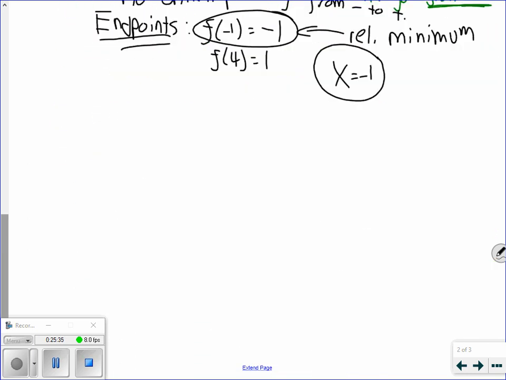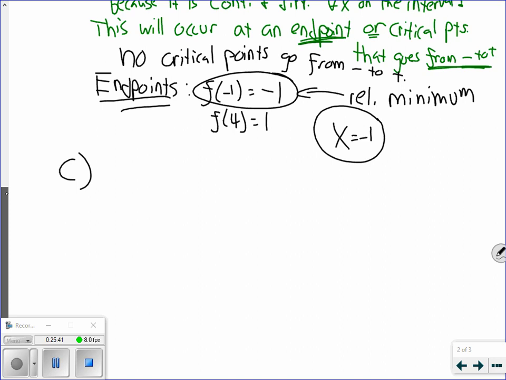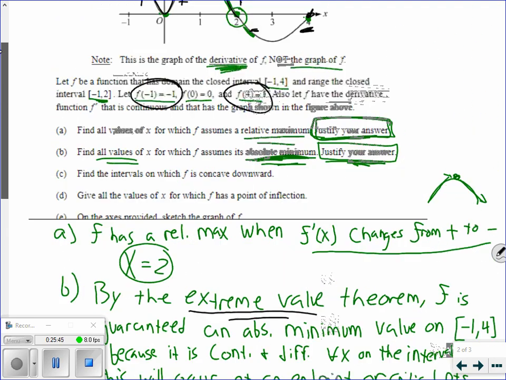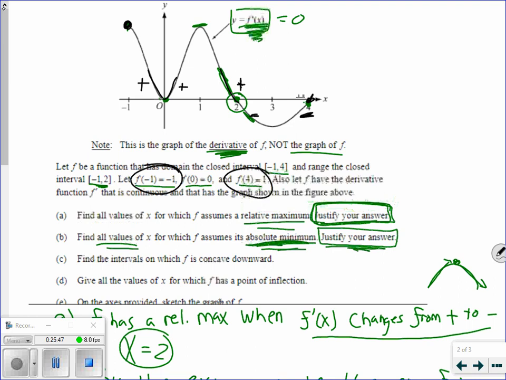Part C. Part C says find the intervals on which f is concave downward. All right, this is something that I'm really going to explain in class. I'm going to summarize this again in class. Any justification that you ever give, justify your answer. It doesn't ask you to justify the answer in C, but we're going to do it anyway.